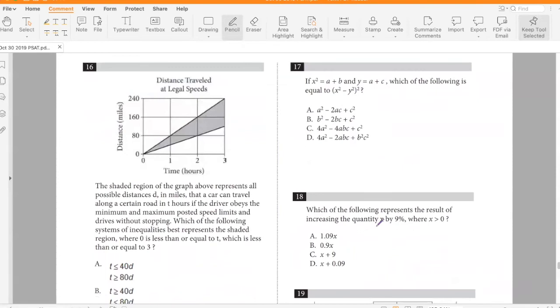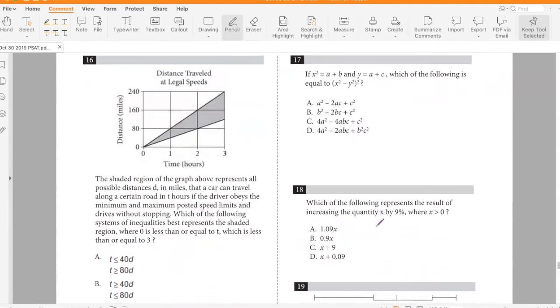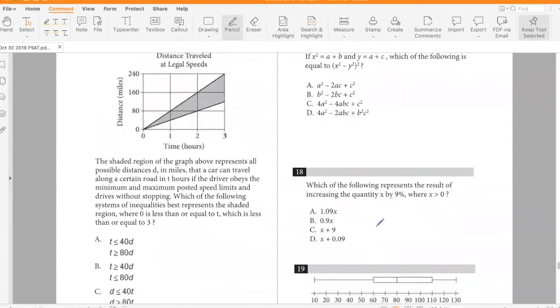The shaded region of the graph above represents all possible distances in miles that a car can travel along a certain road in t hours if the driver obeys the minimum and maximum posted speed limits and drives without stopping. Which of the following systems of inequalities best represents the shaded region where 0 is less than or equal to t, which is less than or equal to 3?